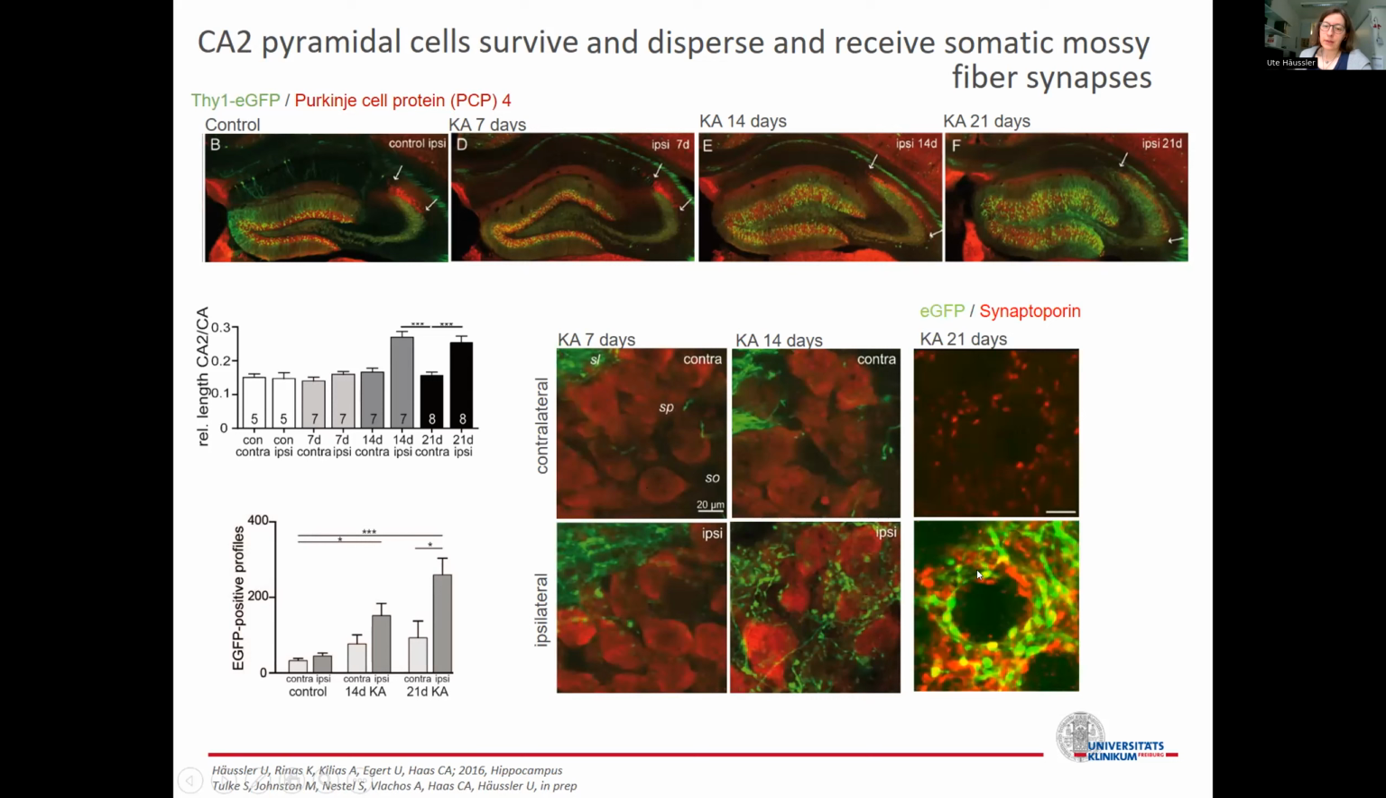And in an additional staining with synaptoporin, which is a marker for the mossy fiber synapses, you see an overlap of these, showing that the synaptic apparatus, at least in parts, is intact in those sprouted mossy fibers in the CA2 region.